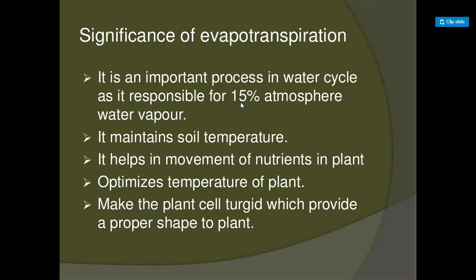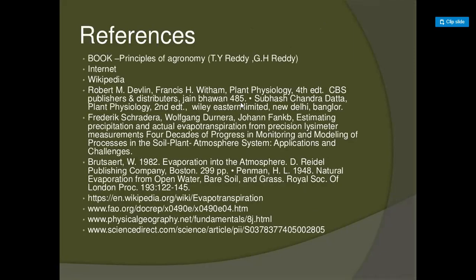Significance of evapotranspiration. It is an important process in the water cycle as it accounts for 15% of atmospheric water vapor. It maintains soil temperature. It helps in movement of nutrients in the plant, optimizes the temperature of the plant, and makes the plant cells turgid, which provides a proper shape to the plant.